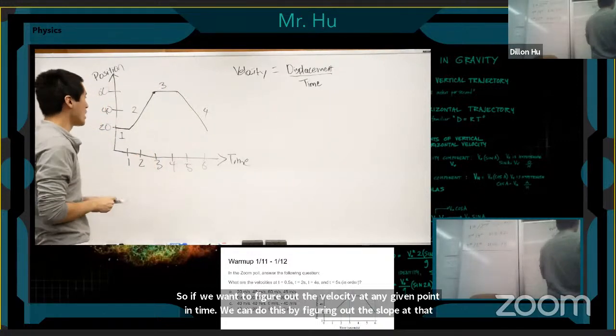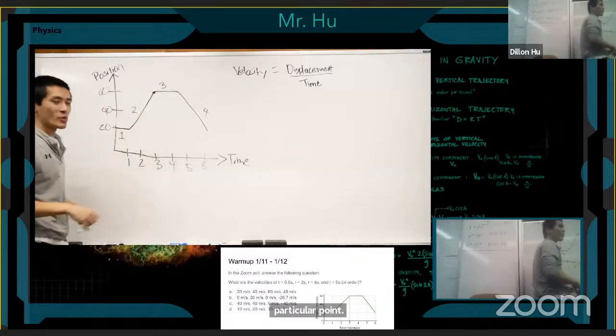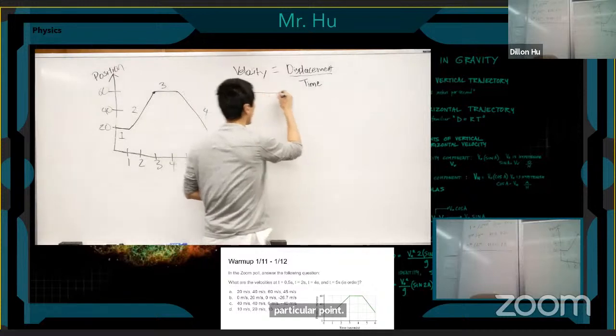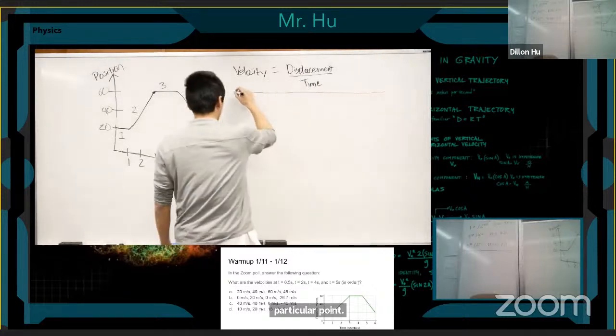Why is the velocity the same? Because the slope is the same. And if the slope is not changing, it means you're traveling at the same velocity the whole time. So how do we do this?